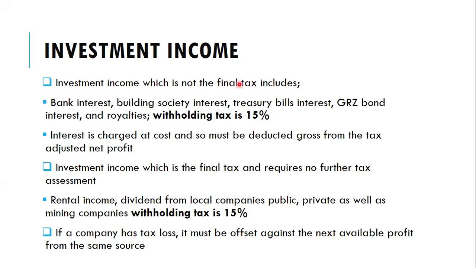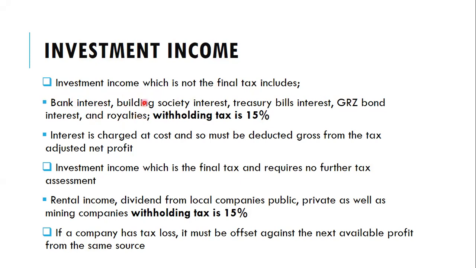Then the withholding tax is supposed to be deducted from the tax. So we've got bank interest. If a company has money in a deposit account and is receiving interest back, that amount is not the final tax. Then building society interest as well, treasury bills, GRZ bonds interest and royalties. These are not the final tax. You have to add them back.